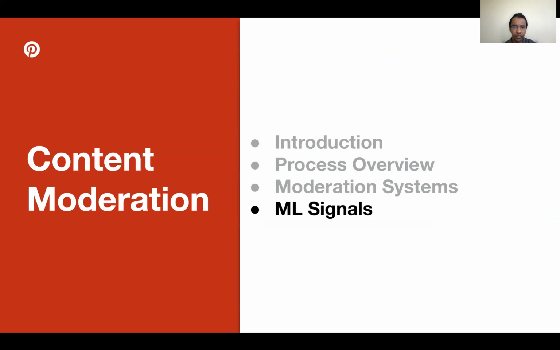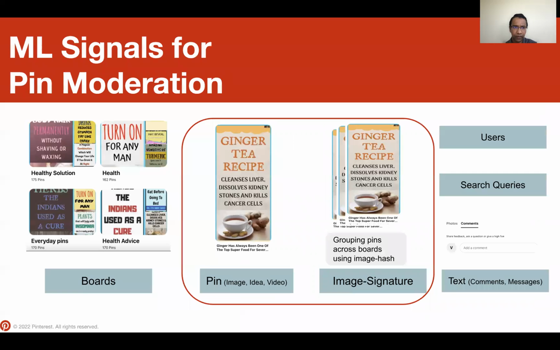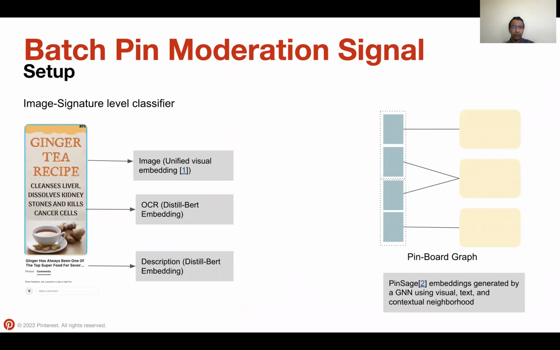Next, let's take a look into the signals that we have developed and have in place at Pinterest. The first signal I'm going to talk about is the ML signal for pin moderation. Pin is the most important entity on Pinterest. For pin, we have a batch signal. We have developed an image signature level classifier. It uses a variety of information from the pin, like the pin image content, any text overlaying the image content, and all the text that is provided with the pin by the user.